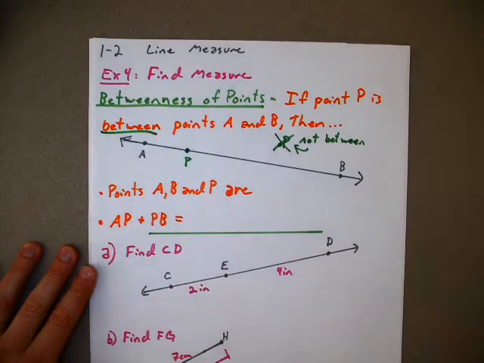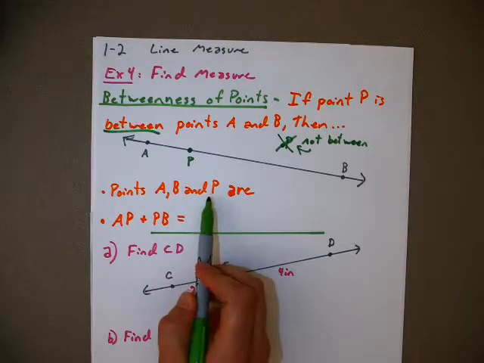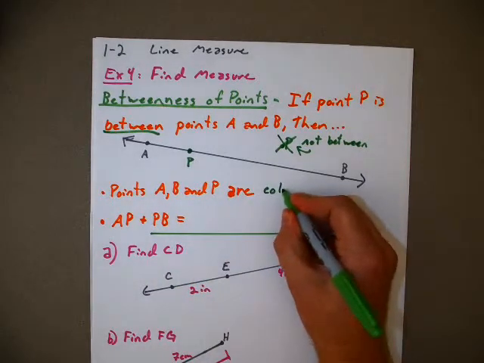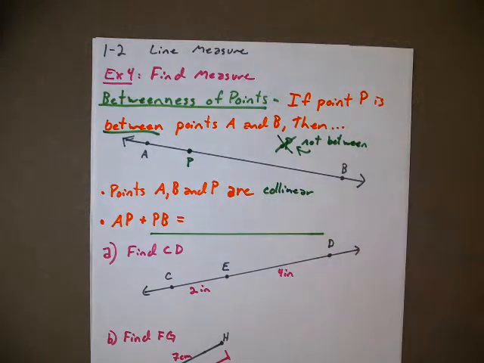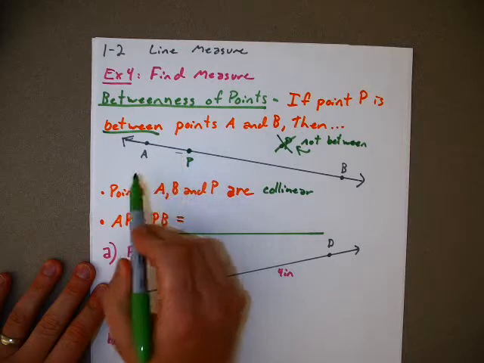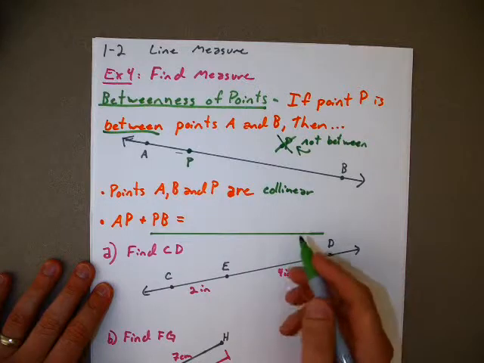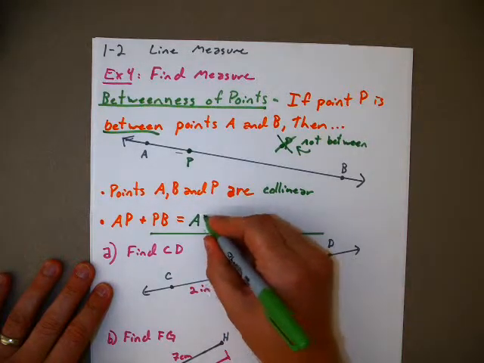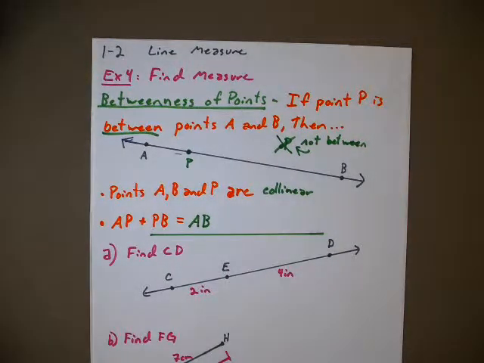Okay, so the key word there is between, and what it means is that points A, B, and P are collinear. And one other important thing that it means is that if we add the measurement of AP, this measurement here, plus the measurement of PB, this measurement here, that will give us the measurement of AB, the entire line segment. So let's take a look at some examples of how we might use this.